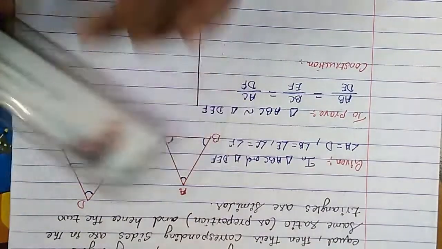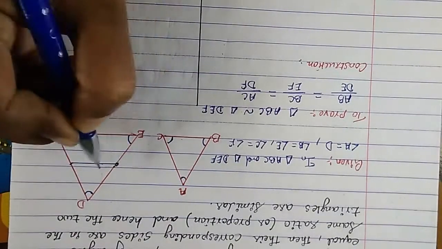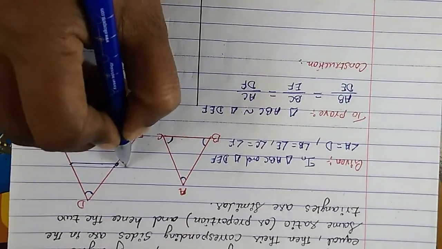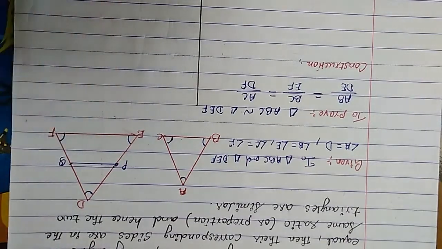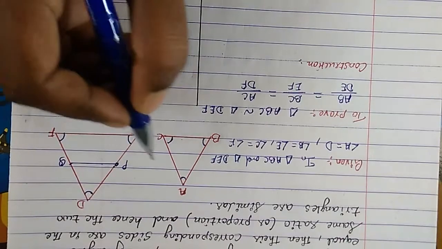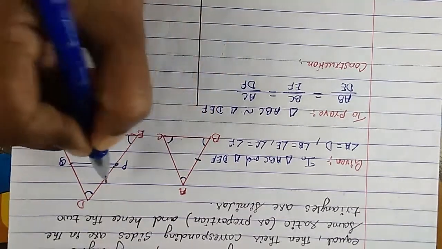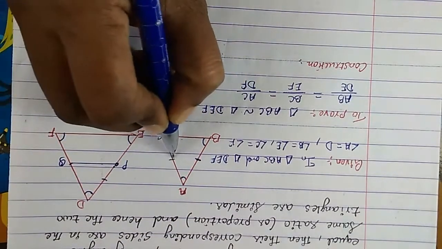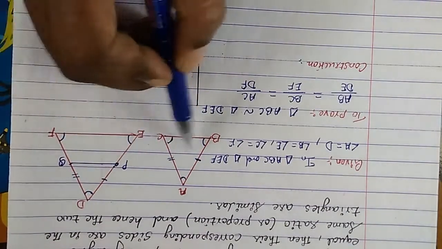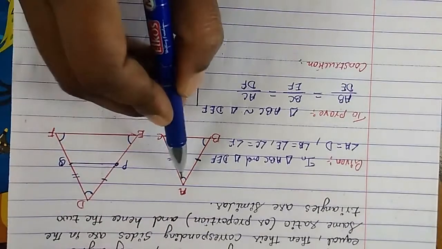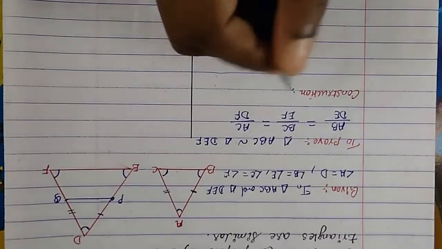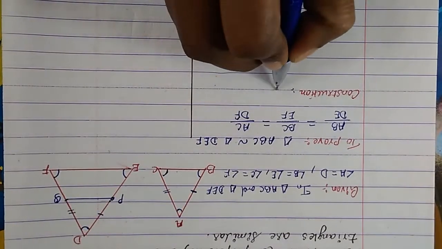So we have taken the point here. This becomes our P and this becomes Q. So PQ line we have taken. That means this side is equal to AB and this side is equal to AC. Both the sides are the same, and these two angles are also the same. So let's do the construction.